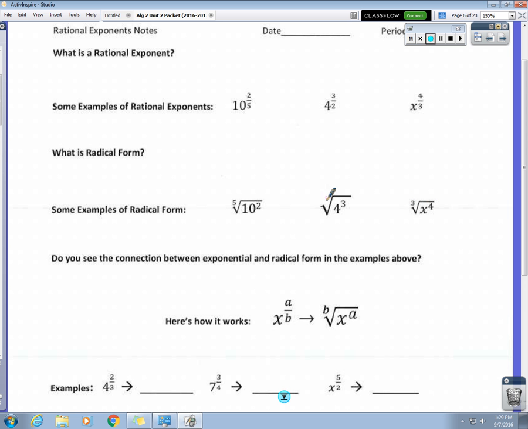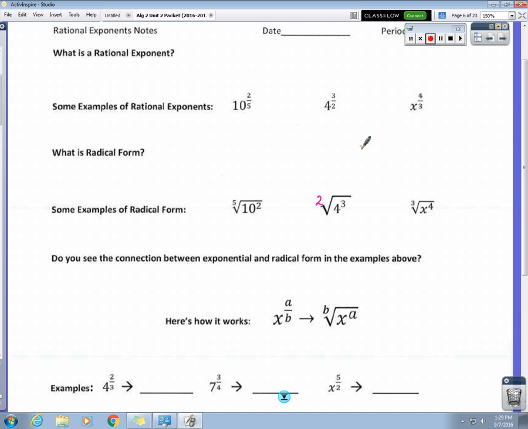Why is this one without any number called the square root? When you say squared, what number do you think of? 2. Anytime you have the square root, it's an understood 2. You don't have to write it, it's understood to be there. Okay, does that make sense?